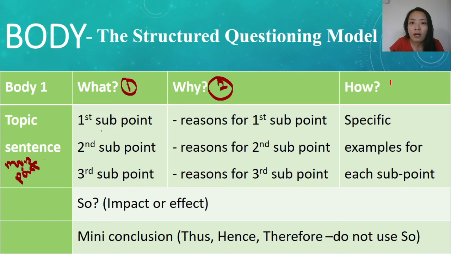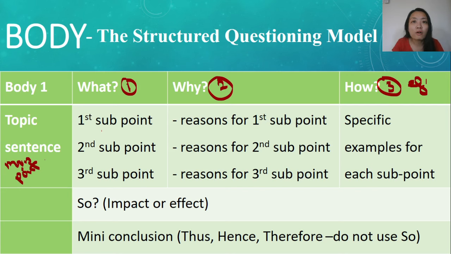And then how does it work? And this how here refers to examples, specific examples that support what you mean in this topic sentence. And after you have finished with all these three, then in the final part of the paragraph, you give the impact or the effect. So what? And then finally, the mini conclusion, which is very important because it wraps up what you are trying to say in relation to the question. All right, so in order to make sure that your points do not run from what the question is asking you, always wrap up with a mini conclusion. You can say, therefore, by doing this, or therefore, because of this, it helps.